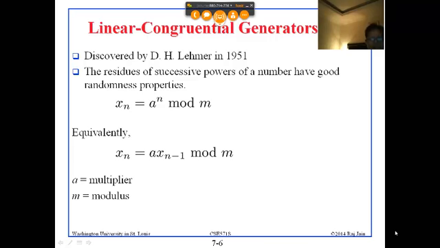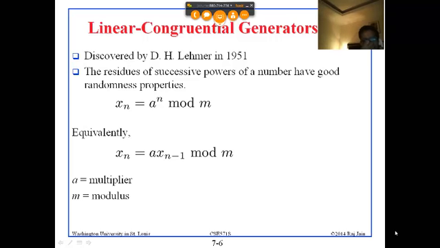Actually, x_n equal to a raised to n mod m is the same as saying that x_n is equal to a times x_{n-1} mod m, because x_{n-1} is a raised to n minus 1, and if you multiply it by a, you get a raised to n. So instead of writing a raised to n, we write x_n is equal to a times x_{n-1}, the previous value of the random number, mod m. m is the modulus, a is the multiplier.